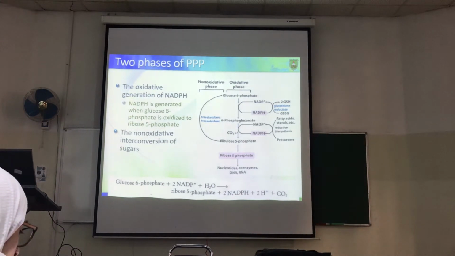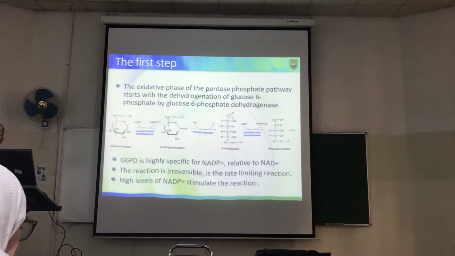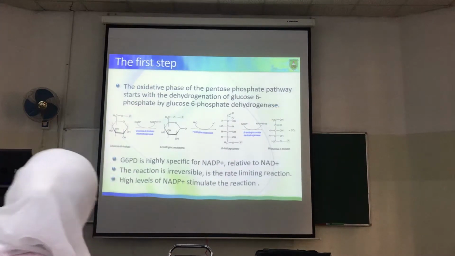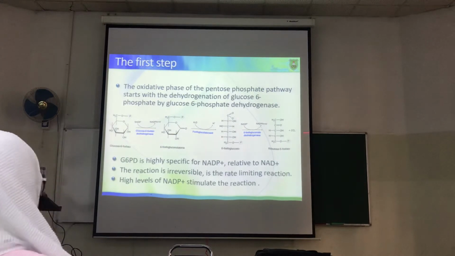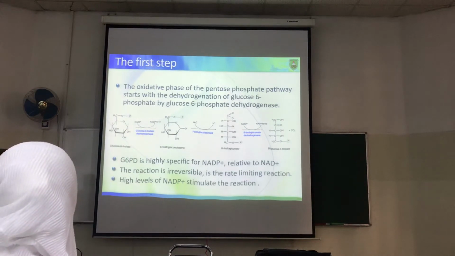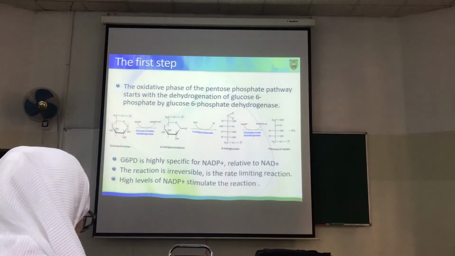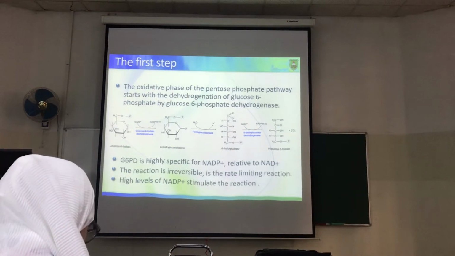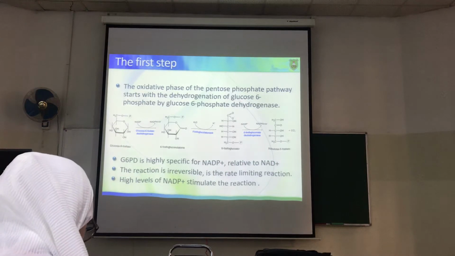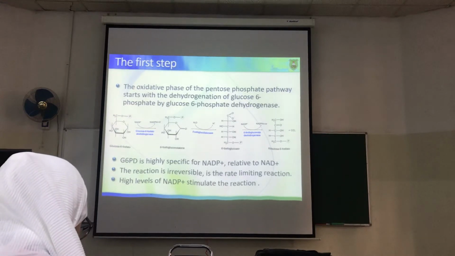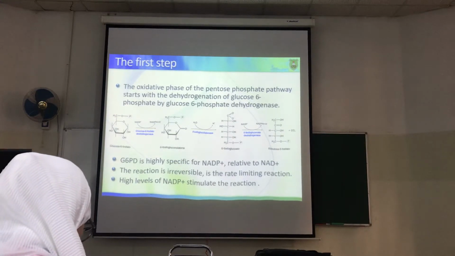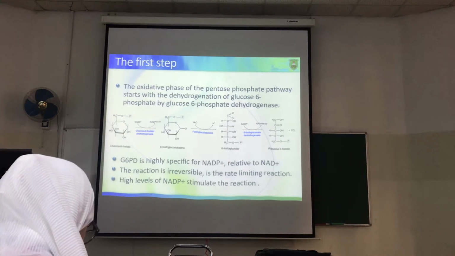And this is catalyzed by a number of reactions. These reactions are irreversible. The very first reaction is the rate limiting reaction and the committed step. This is the slowest reaction. This is the one that determines that the pathway must move forward to completion. And it's catalyzed by glucose 6-phosphate dehydrogenase.